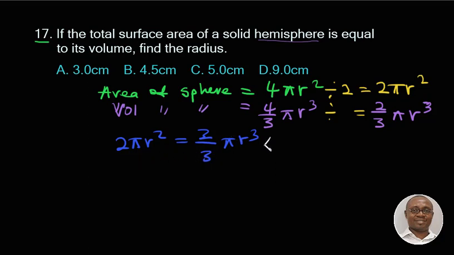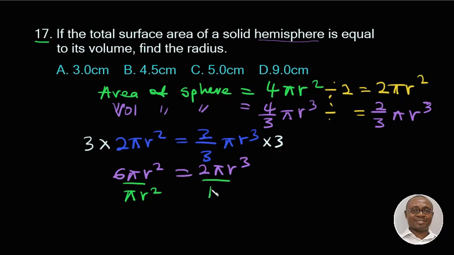If we multiply both sides of the equation by 3, we'll have 6 pi r square equals 2 pi r cube. Then we go ahead to divide both sides of the equation by pi r square. So this cancels this out. Then on the left hand side also, we cancel this out, we'll be left with r. So now we have 6 equals 2r.